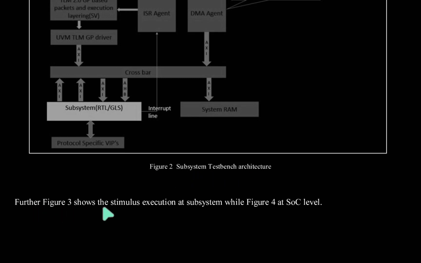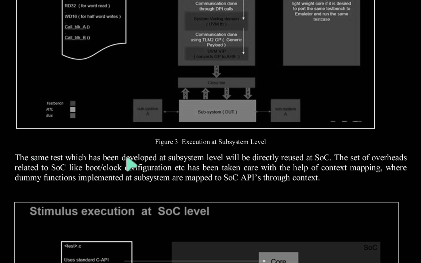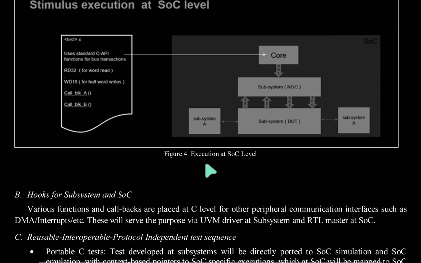Further, Figure 3 shows the stimulus execution at subsystem, while Figure 4 shows it at SoC level. Figure 3 is the execution at the subsystem level. The same test which has been developed at the subsystem level will be directly reused at SoC. The set of overheads related to SoC, like boot or clock configuration, etc., has been taken care of with the help of context mapping, where dummy functions implemented at subsystem are mapped to SoC APIs through context. Figure 4 is execution at SoC level.